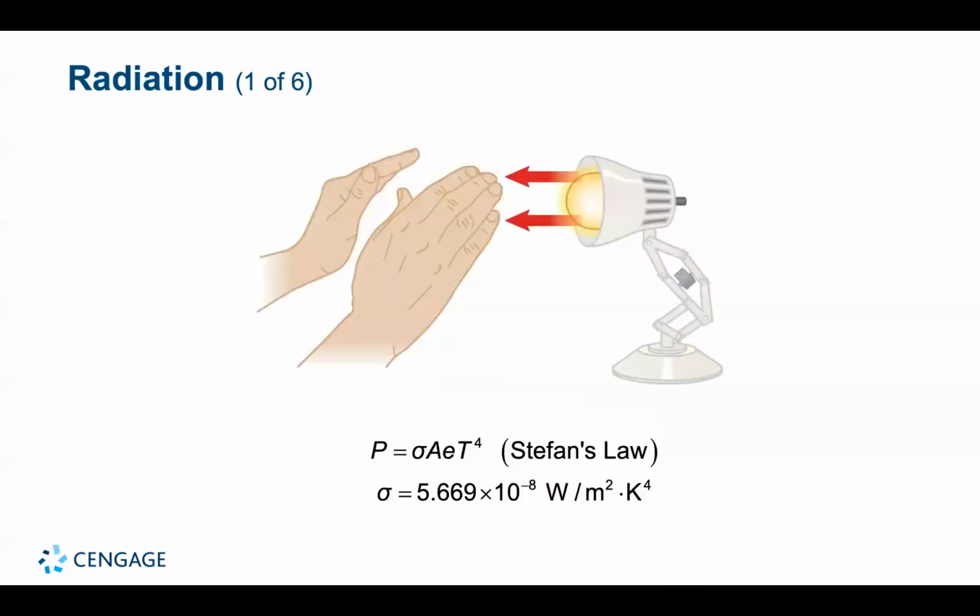So here we're looking at warming one's hands by some form of radiation, whether it be an incandescent light bulb or something else. Another process of transferring energy is through radiation. The figure shows how your hands can be warmed by a lamp through radiation. Because your hands aren't in physical contact with the lamp, the conductivity of the air is very low. Conduction can't account for the energy transfer, nor can convection be responsible.